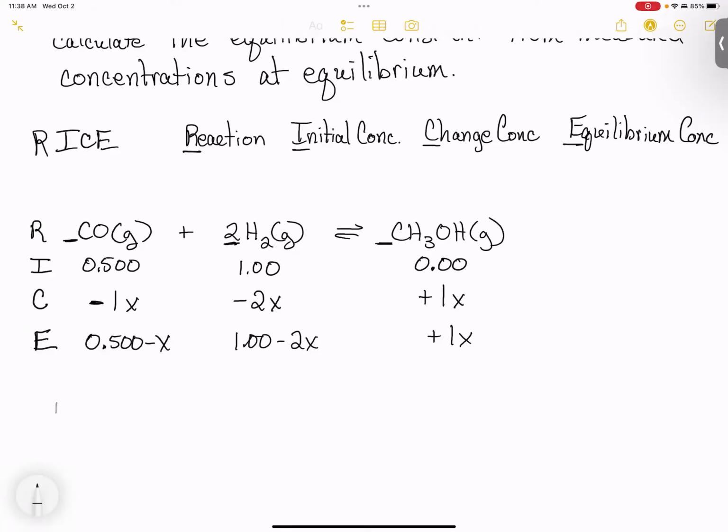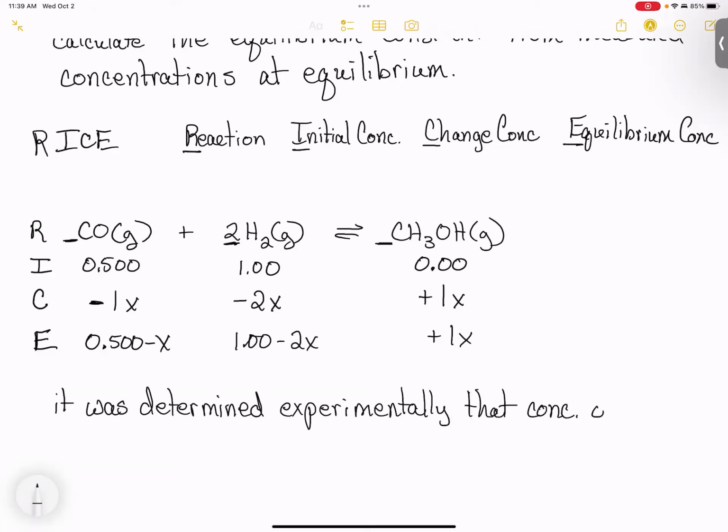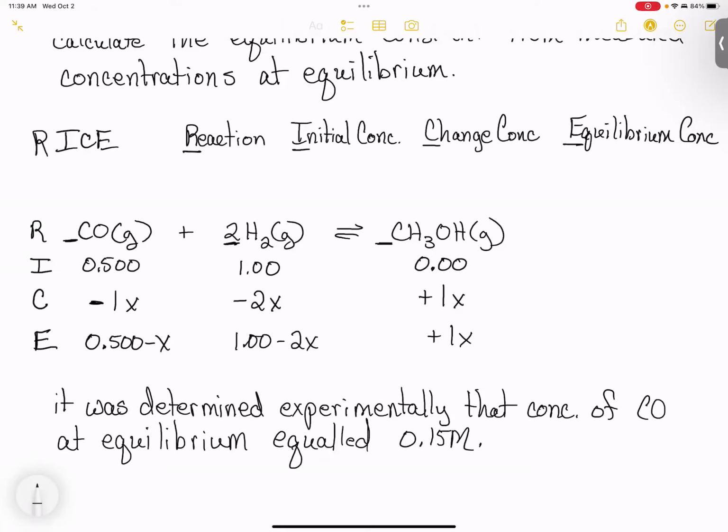Now, it was determined experimentally that the concentration of carbon monoxide at equilibrium equaled 0.15 molar. What is the Kc for this reaction?